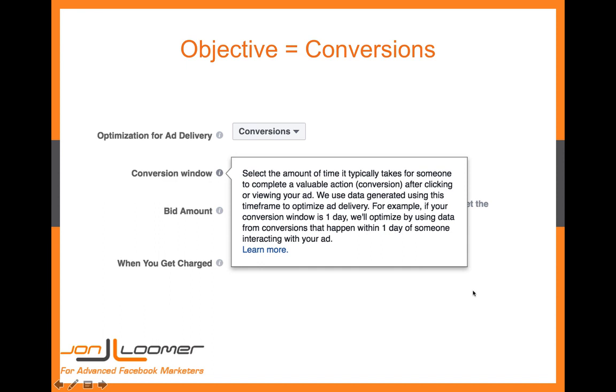And I'll get to that here in a minute. So yeah, the conversion window: select the amount of time it typically takes for someone to complete a valuable action, like a conversion after clicking or viewing your ad. Facebook uses data generated using this time frame to optimize ad delivery. So for example, if your conversion window is 1 day, Facebook will optimize by using data from conversions that happen within 1 day of someone interacting with your ad. So if you've got the type of product, for example, that people don't necessarily make an immediate decision on, it takes some time, maybe it's higher priced, a 1 day conversion window may not be ideal. You may want to use 7 day or 28 days.